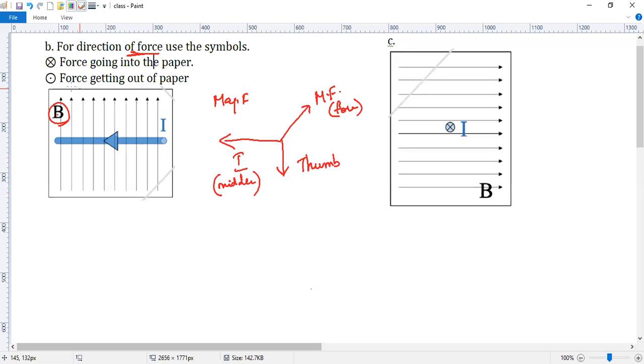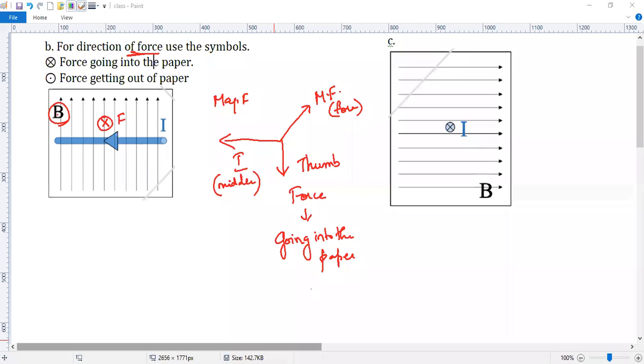So how can you take it? You can take that it is going into the paper. The force is going into the paper. So how will you draw that? You can draw it like this. Force is acting into the paper.